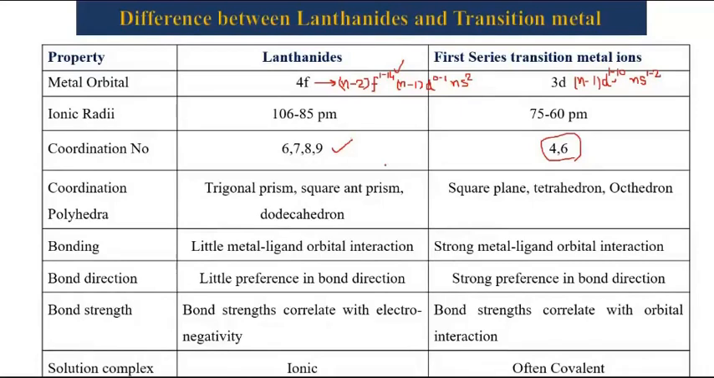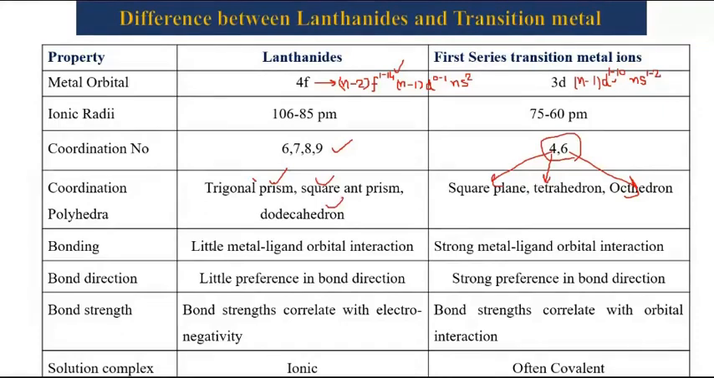So the coordination polyhedra, if you will see, for 4 what can it be? Either it could be tetrahedral or square planar, and for 6 it is octahedral. But in case of lanthanide, this is going to change. For 6, 7, 8, 9 it means trigonal prism, octahedral for 6, trigonal prism, square antiprism and dodecahedron. Okay? Now the bonding.